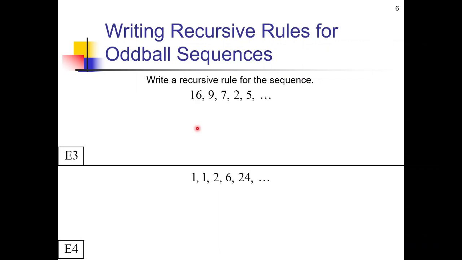Again, with that base case of 16. So we're going to get a little bit more practice with writing recursive rules for sequences, and I call these oddball sequences because these are not going to be arithmetic or geometric sequences, although it's worth looking to see just to start it off here. So this first one, if you're looking for a common difference, we've got -7, -2, -5, so clearly there's not a common difference here. And also common ratio, 9 over 16 is definitely not the same as 7 over 9 or 2 over 7. So none of those rules are going to work here.